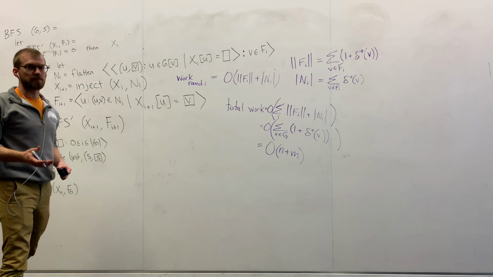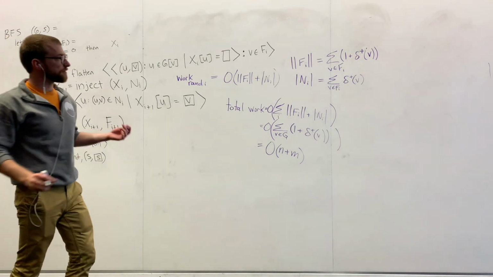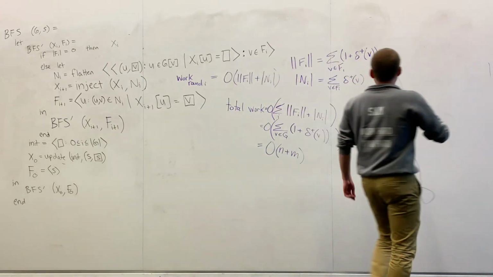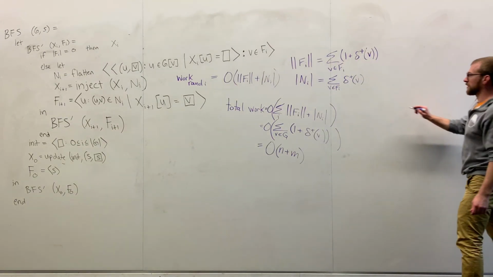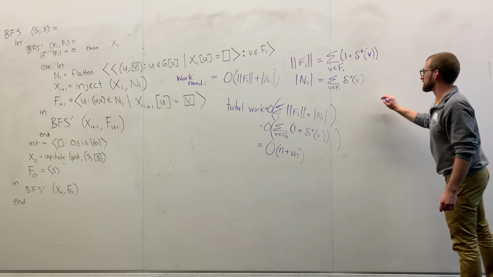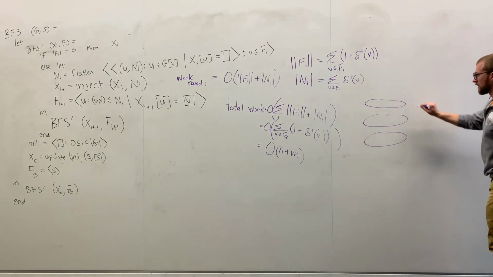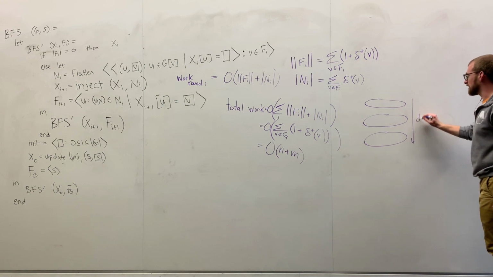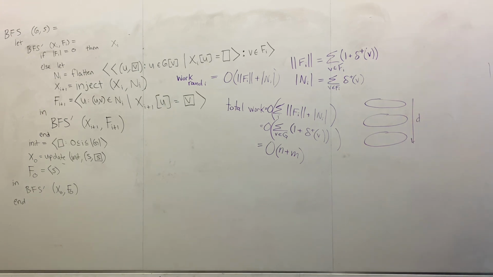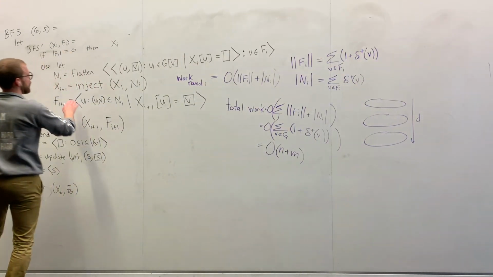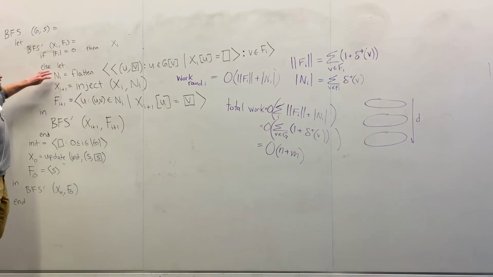So now we're going to consider the span of BFS. And as I mentioned before, BFS operates in rounds, and the number of rounds is the diameter of the graph. So we're going to be summing over rounds, and the number of rounds is d, the diameter. How much span do we have on each round? Well, let's break this up into multiple parts. So first we look at this big thing for constructing ni.